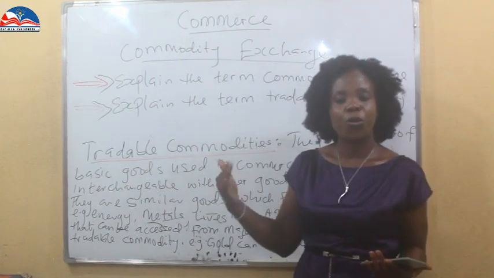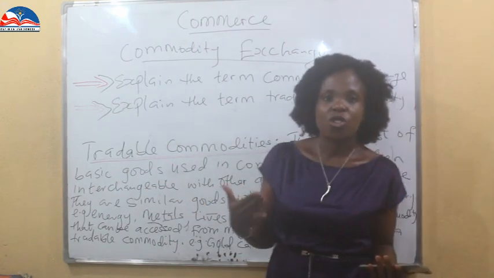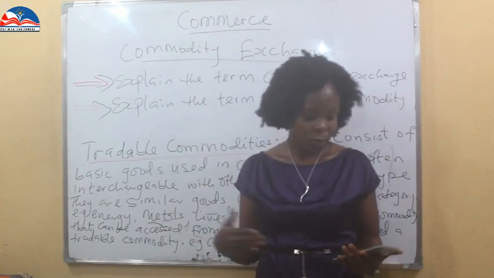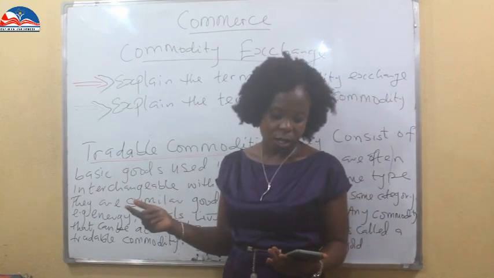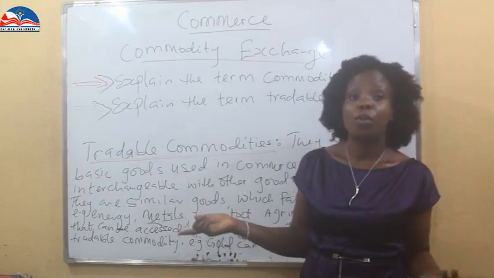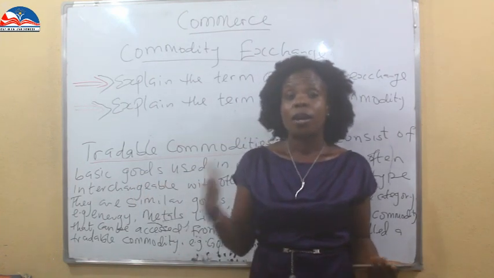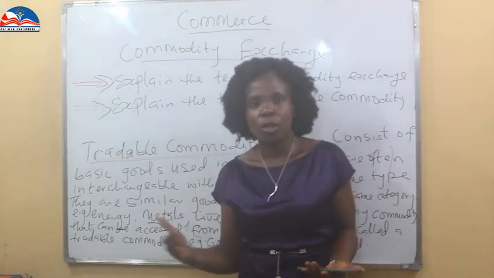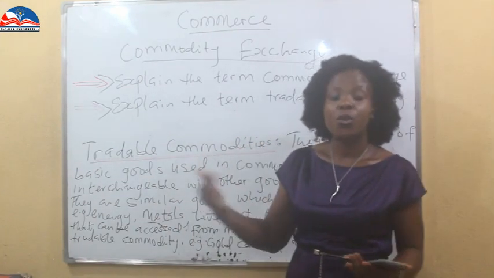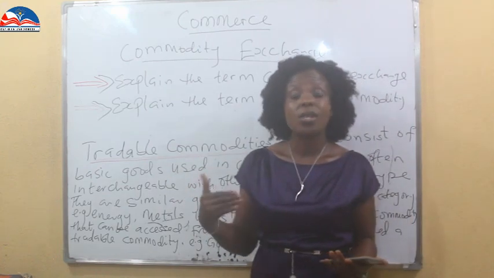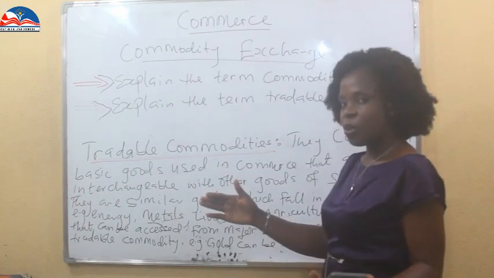And it is sold via future contracts. You have to derive a strategy to trading them. And then tradable commodities are exchanged for another tradable commodity. You cannot trade a commodity that cannot be tradable. There are tradable commodity and non-tradable commodity. So for tradable commodity, they can be traded with similar commodity or the same categories of commodity. So that is what tradable commodity is.